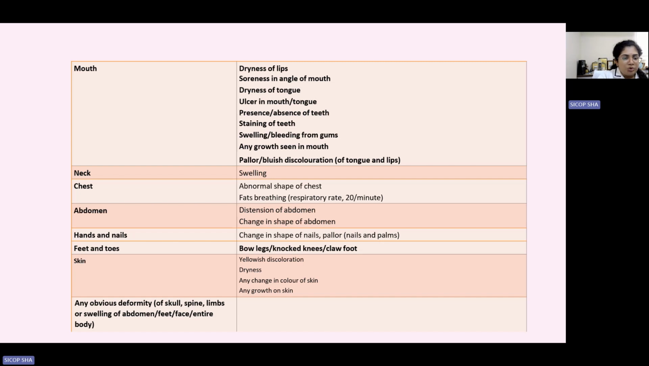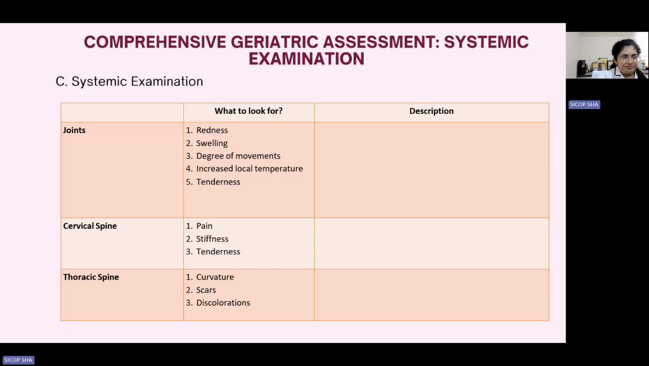Hands and nails: change in the shape of nails, pallor of nails and palms. Feet and toes: bow legs, knock knees, flat foot, etc. should be observed. Skin: yellowish discoloration, any changes in the color of skin, any growth on the skin, any dryness. Any obvious deformity of skull, spine, limbs, and swelling of the abdomen, feet or entire body should be noted. If there is any obvious deformity, we have to mark it here.